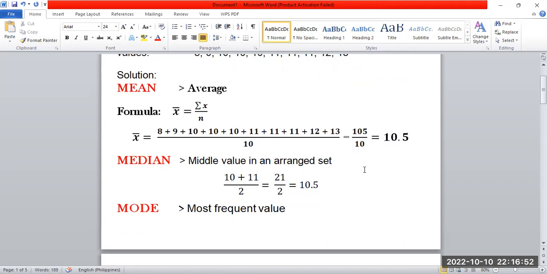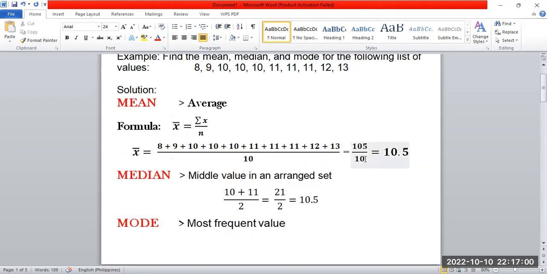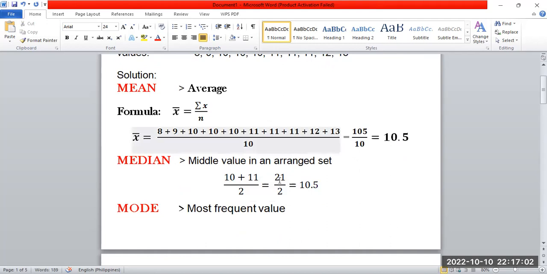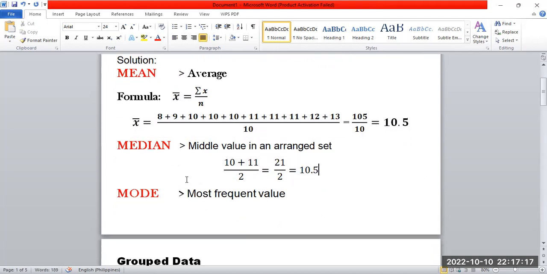Okay, so baka mamaya meron na namang malilito, hindi magkaparehas lagi ang mean and median. Nasakto lang dito sa example na nagparehas na 10.5 si mean at saka si median, but they are not the same. You need to compute for the mean and then look for the median in the given set of data. And for the mode, this is the most frequent value.